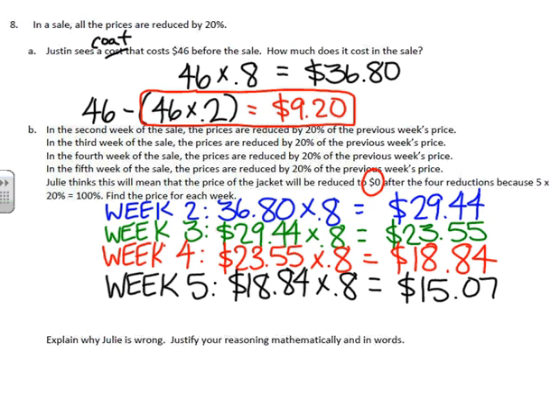So your amount off is actually going to get a little bit less because you're doing 80% of a smaller number. When you're justifying your answer, be sure to use numbers from above. That's the easiest way to make sure that you justify your answer and prove that you know what you're talking about.